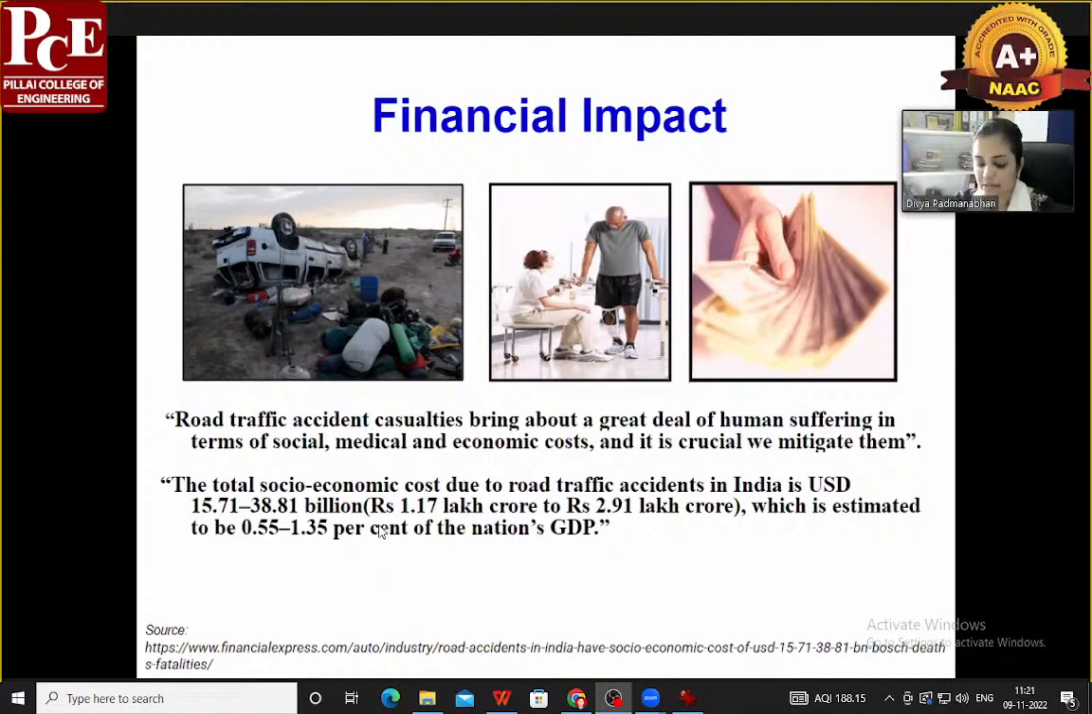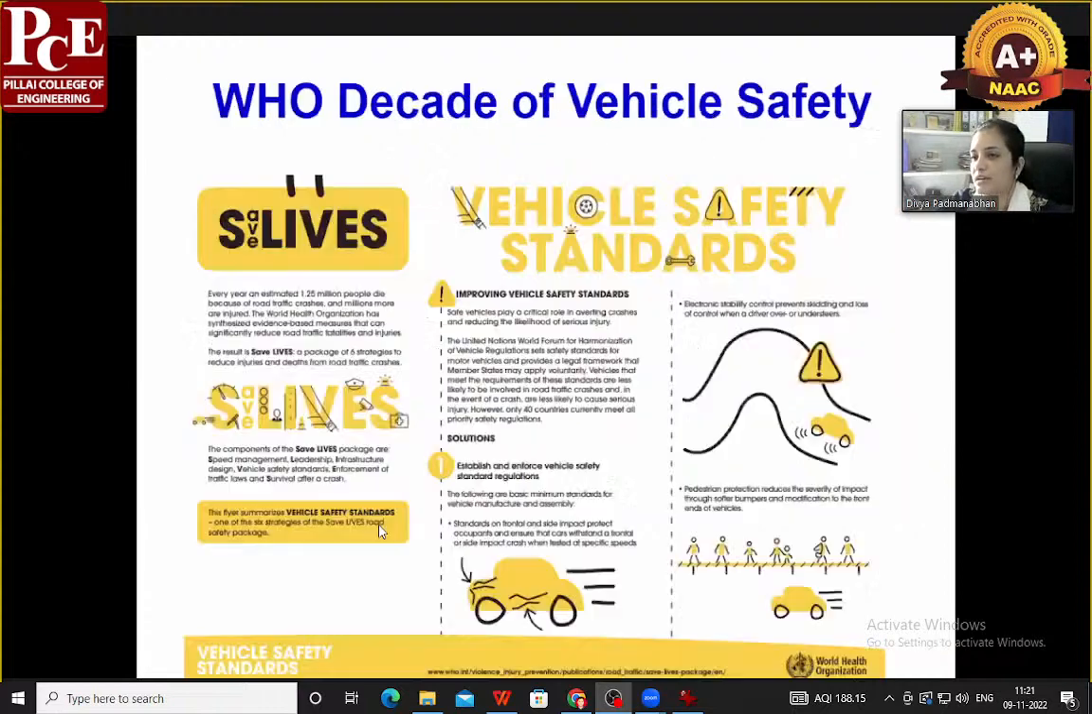So the entire aim of having a subject like vehicle safety is to educate people to be more aware about practices and systems which can help prevent accidents.